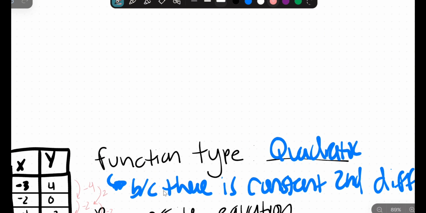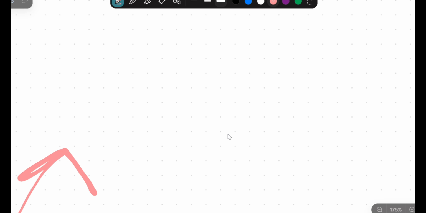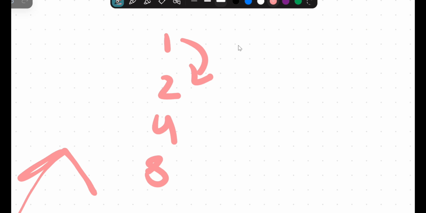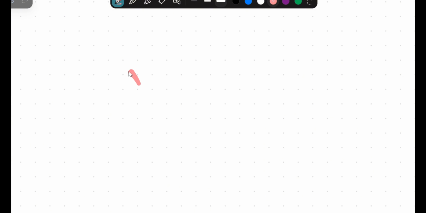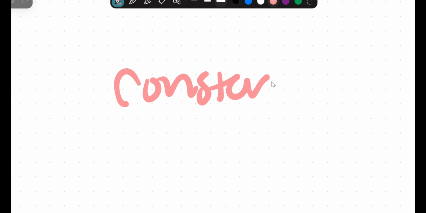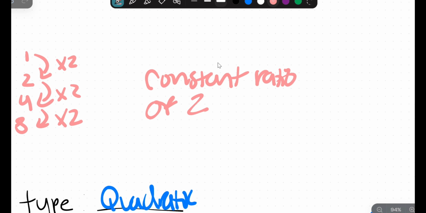Just because I didn't review it in this table, let me remind you guys that if we have a constant ratio in the differences, it's exponential. So for example, if I had 1 and then 2 and then 4 and then 8, we're multiplying by 2. There's a constant ratio, remember that, constant ratio of 2, which just means it's being multiplied by 2.